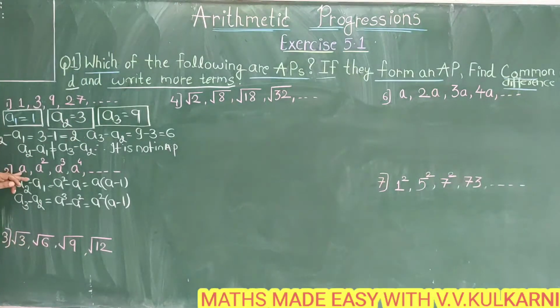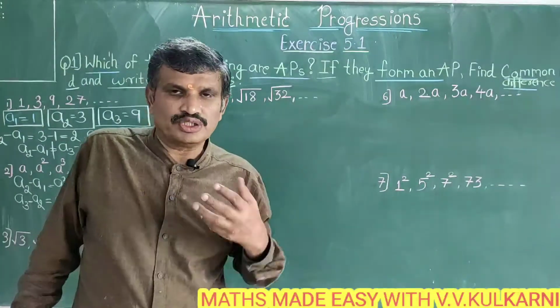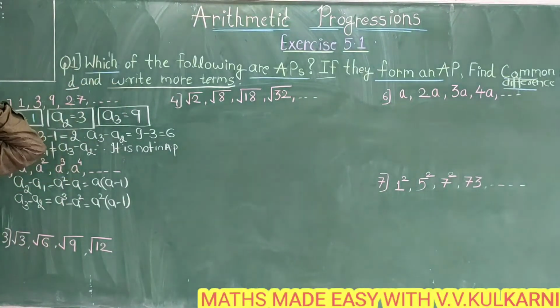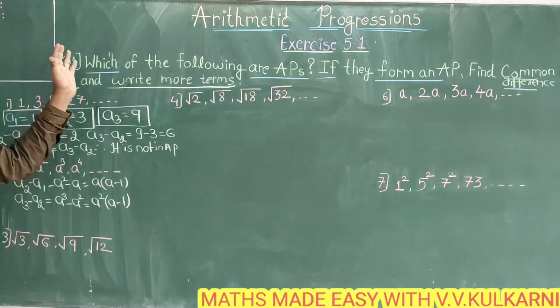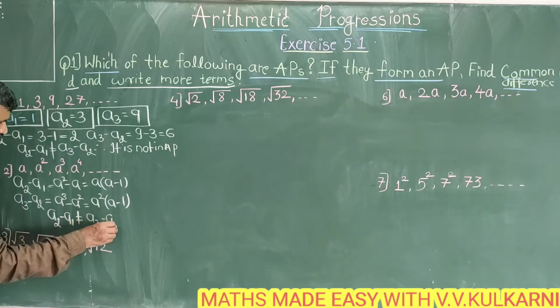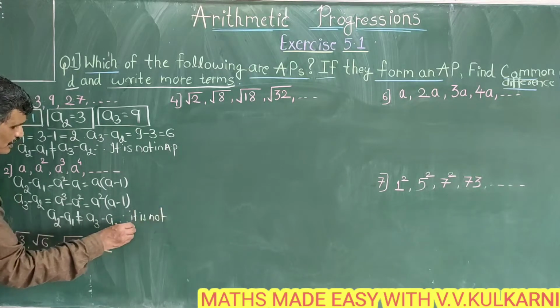Here also you can say, sir, A is there, A square is there, A cube is there, A raised to 4 is there, A raised to 5 will come, A raised to 6 will come. Yes, I too know it. Did I say that I don't know? But again my condition says, if it is in AP, then find the next term. If it is not in AP, needless to waste your energy. Now here also same thing, root 3, root 6, root 9. So I can conclude here, A2 minus A1 is not equal to A3 minus A2. Therefore, it is not in AP.